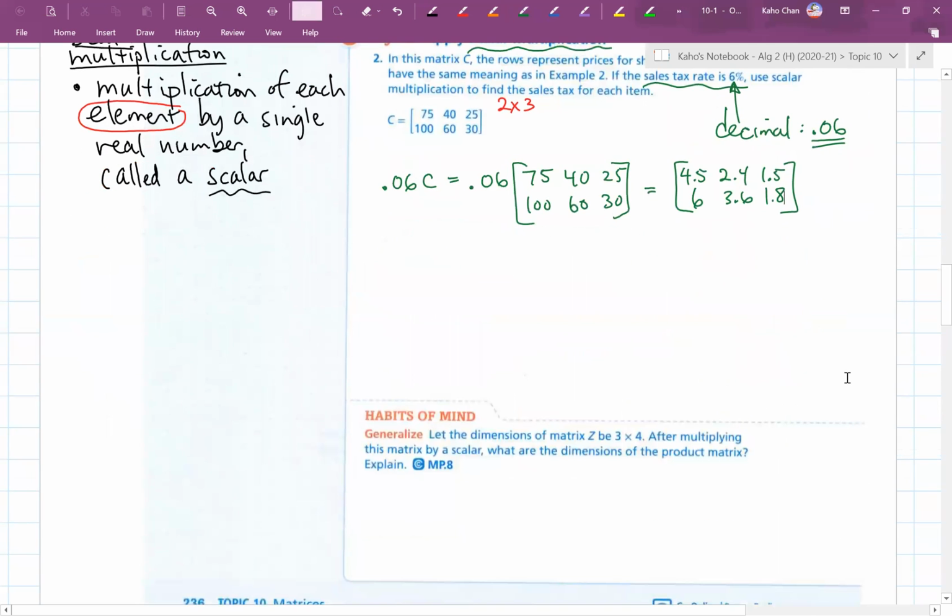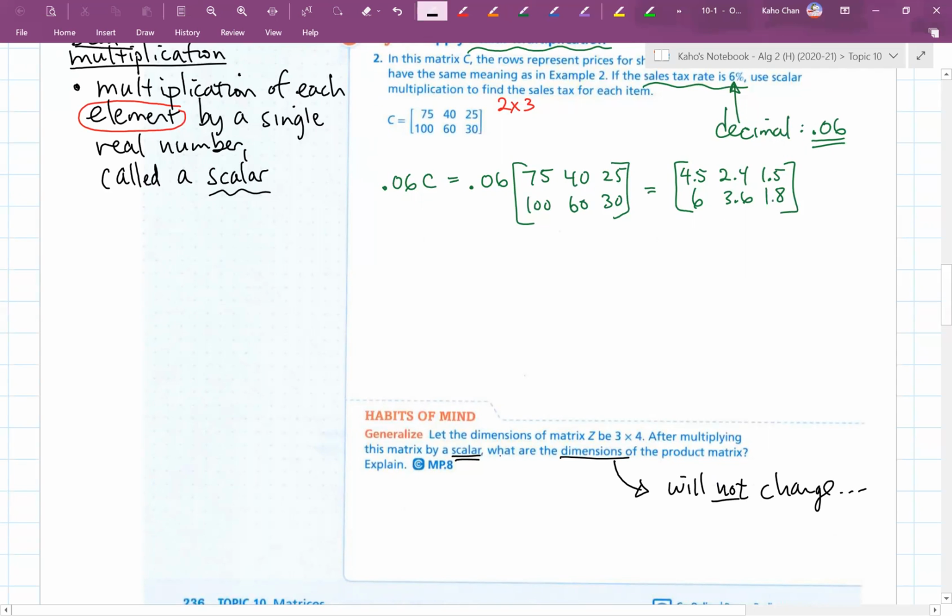All right. Take a look at the bottom here. Let the dimensions of matrix Z be 3 by 4. After multiplying this matrix by a scalar, what are the dimensions of the product matrix? Interesting. Nothing changes. The scalar is just a single number that multiplies the elements. So here in this case, their dimensions will not change, because it's multiplied by a scalar.